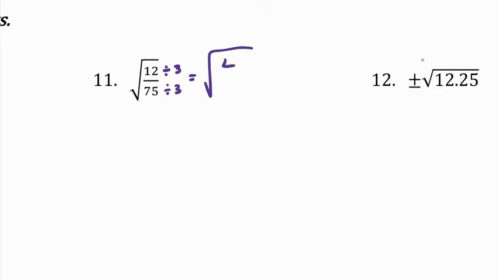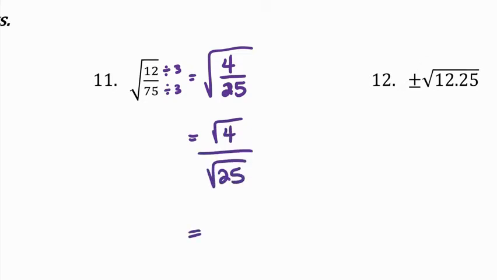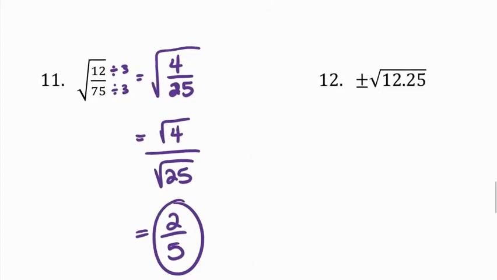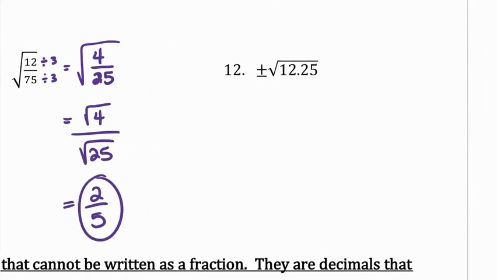12 divided by 3, that's 4. And 75 divided by 3 is 25. If I look at my fraction, those are both perfect squares. So I can split it up into the square root of 4 over the square root of 25, which would give me an answer. Now I can do my square root of 2/5. Ta-da! Okay. All right, and then the last one, a decimal.